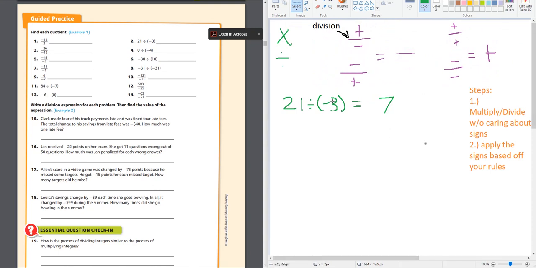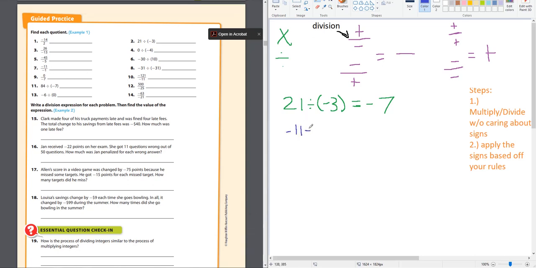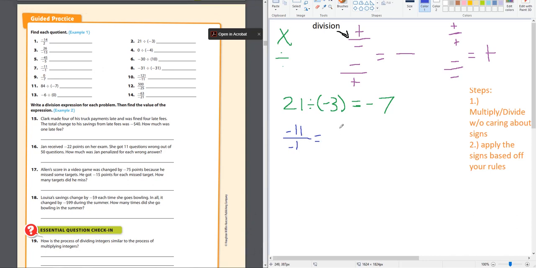So according to my division rules, a positive divided by a negative is negative. So that means that my answer here is negative. Okay, what about negative 11 divided by negative 1, because that's what it says here. Well, 11 divided by 1 is 11. And then it's a negative on top and a negative on bottom. Negative divided by negative is a positive, so that's a positive 11.